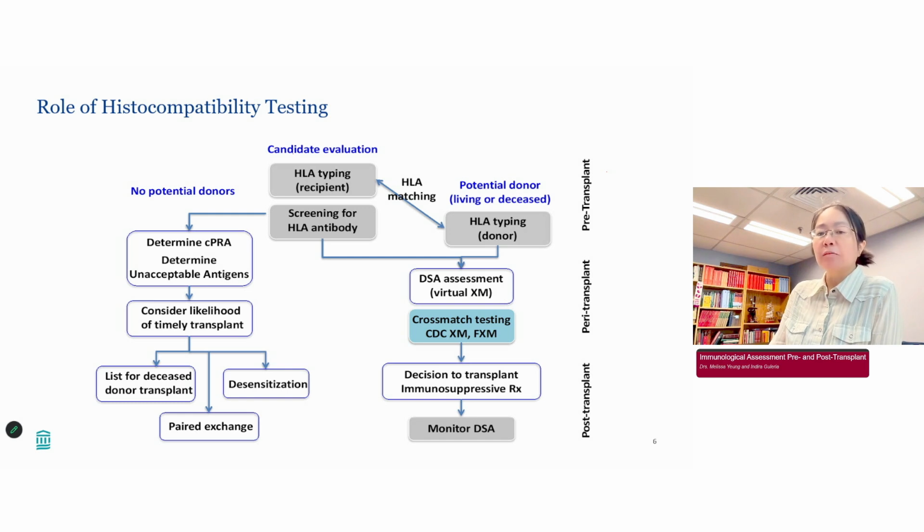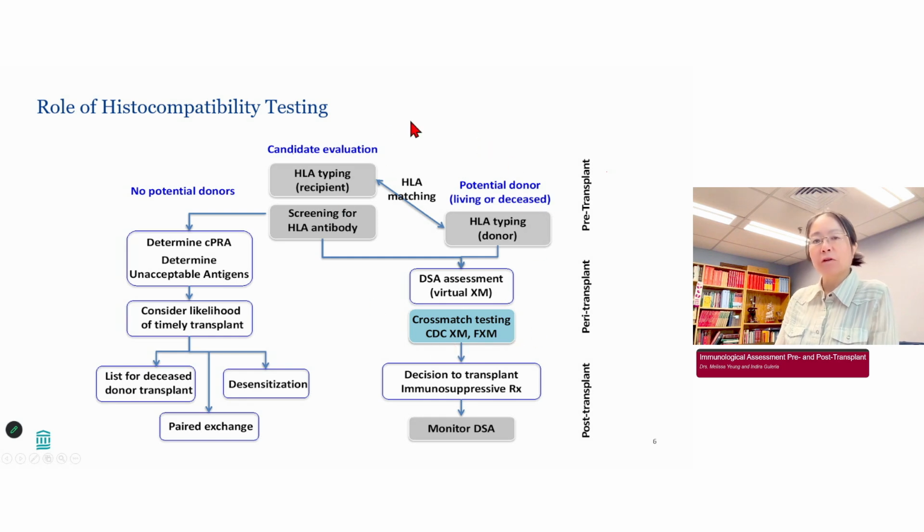Following that, sometimes one might decide to do physical cross-match. That's when you're actually taking patient sera and directly incubating it with donor cells to see whether there's reactivity there or not. And the physical cross-match testing that we'll be talking about come in two flavors. So there's the CDC cross-match and the flow cross-match.